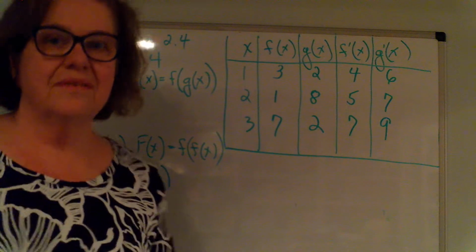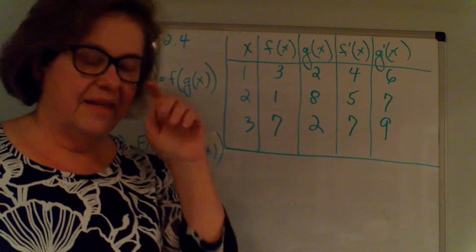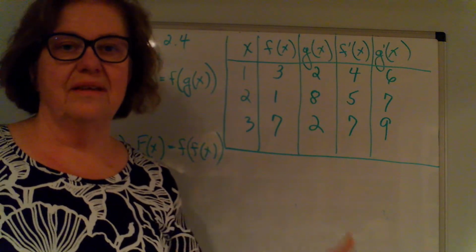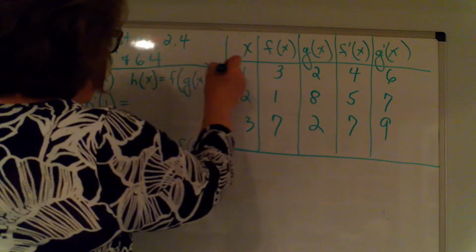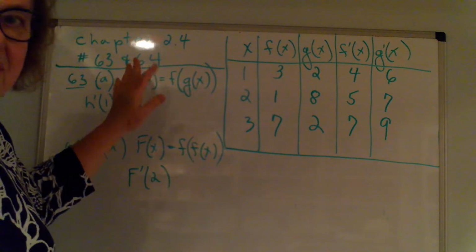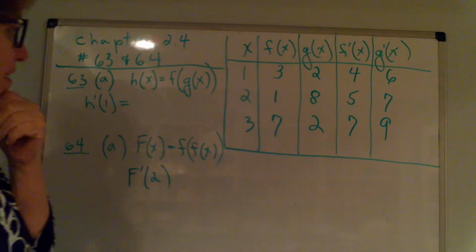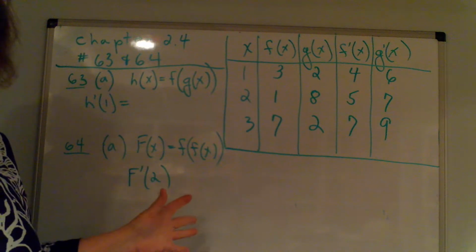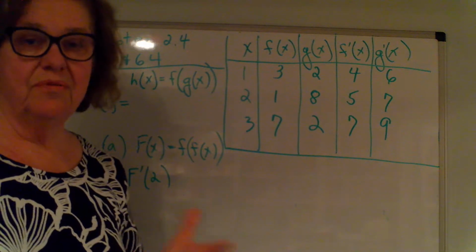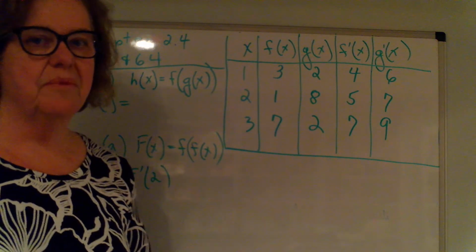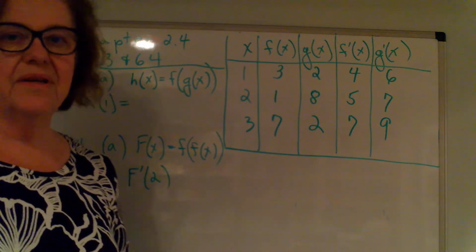Hello students. I had a request to do a couple of problems from the exercises at the end of chapter 2.4. There are other exercises like it, from exercises 61 to about 68. In all of these exercises, you're not given the formula for a function. You're just given information about the function, and you have to apply the chain rule to get the derivative.